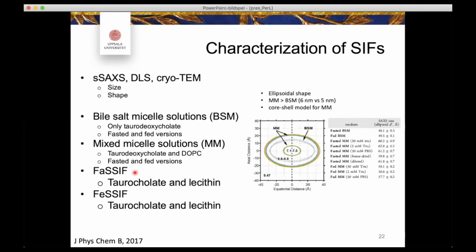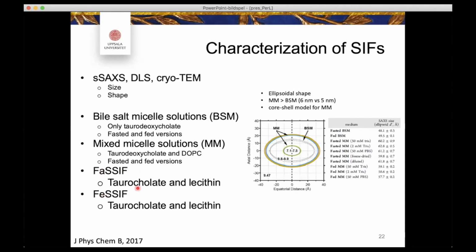So we set out to do this in a collaborative study involving MD simulations, but also small angle X-ray scattering, dynamic light scattering, and cryo-TEM, where a number of different simulated intestinal fluids were characterized in terms of colloidal structures and the sizes and shapes of those structures. In this study, we included systems that contain only bile salts, mixed micelle solutions, and then commercially available powders simulating, or intended to replicate, the fasted and fed state intestinal fluids.